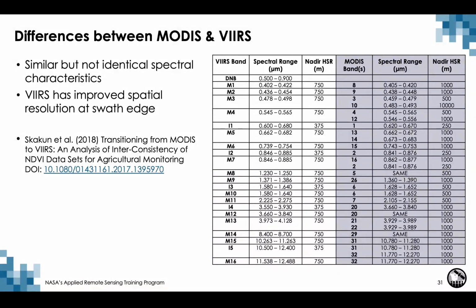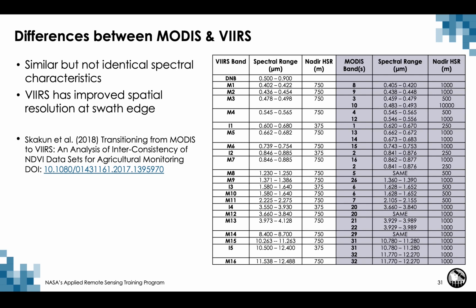As stated before, VIIRS was intended to provide continuity to the AVHRR and MODIS missions. There are many similarities between the MODIS and VIIRS instruments, but we thought it important to describe a few of the differences. For example, there are similar but not identical spectral characteristics, as seen in the chart on the right. VIIRS also has improved spatial resolution at swath edge.